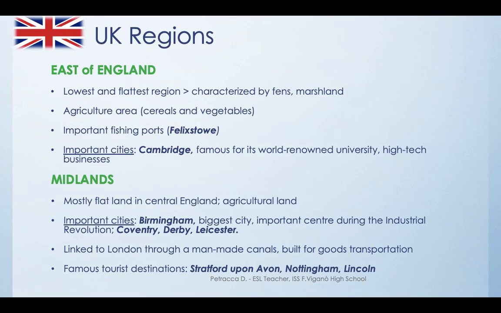Another region we should focus on is the Midlands. The Midlands is a mostly flat land in central England. It is an agricultural land. Among important cities, let's mention Birmingham, which is the biggest city, and it was an important center during the Industrial Revolution. Coventry, Derby, and Leicester are other important cities.